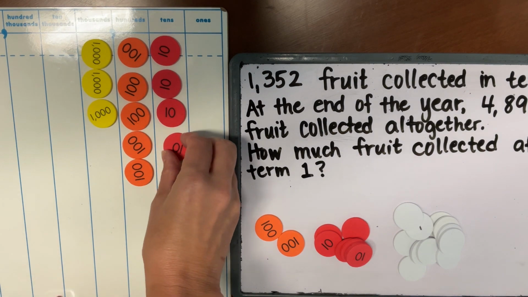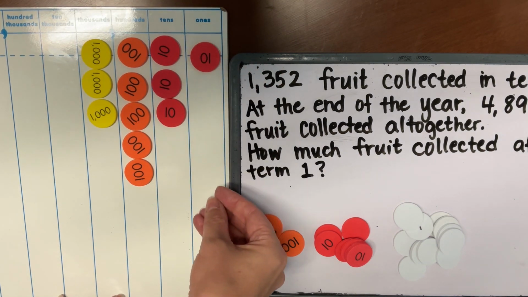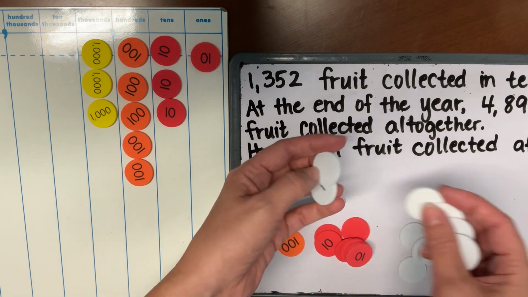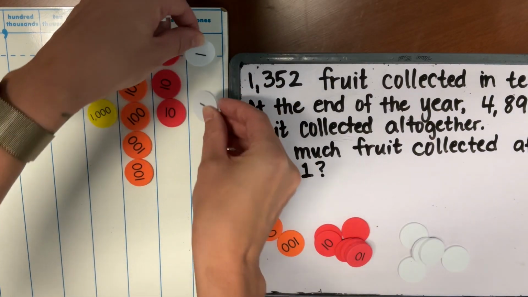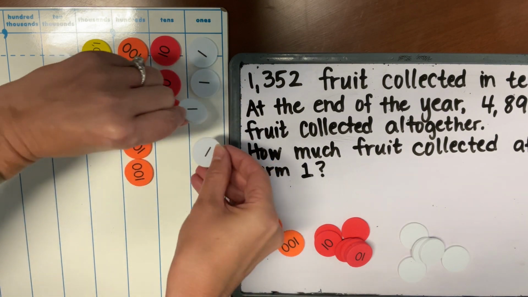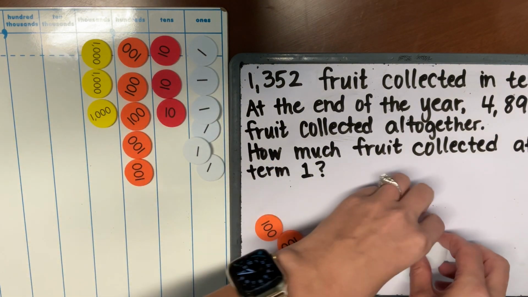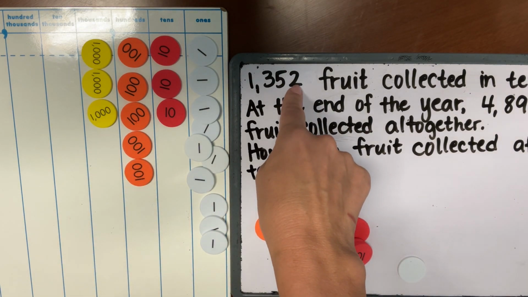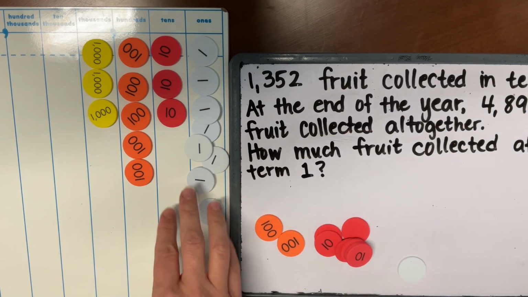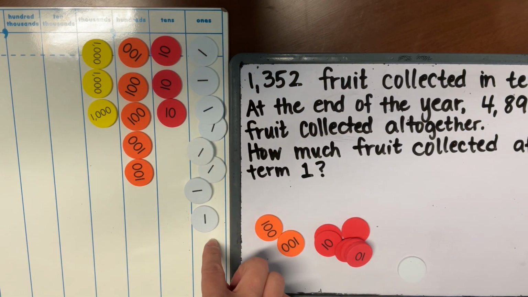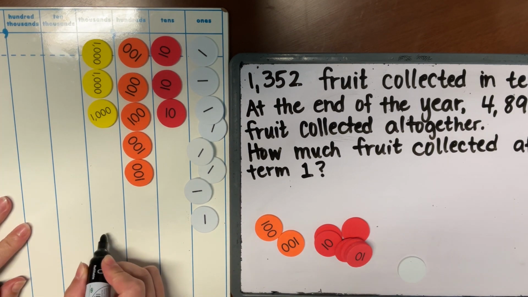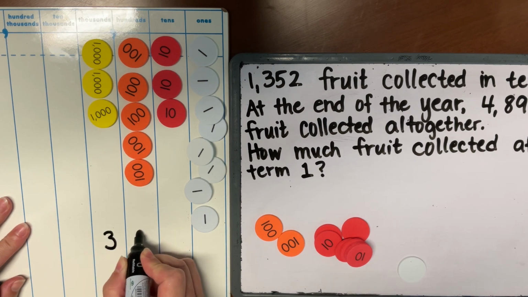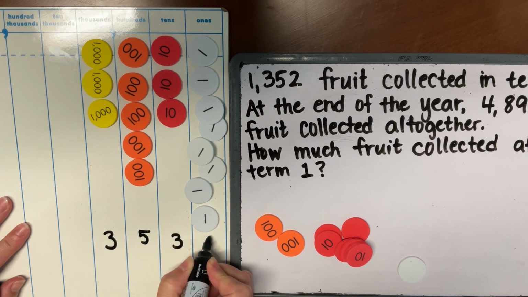Well, I know I can move a 10 over here, but if I'm going to take away ones from it, I have to replace it with 10 ones. So I am going to 2, 4, 6, 8, 10. Okay, now can I take away 2? Yeah, very easily. Take away those 2, and I can see I have 8 left of those 10. So I know that my remaining, what was collected in terms 2 and 3, the rest of the year, is 3,538.